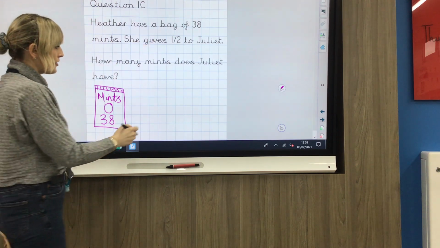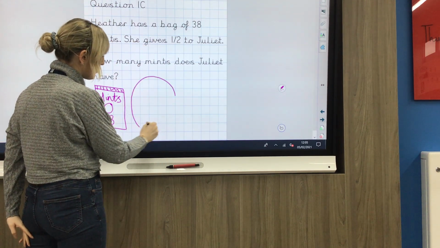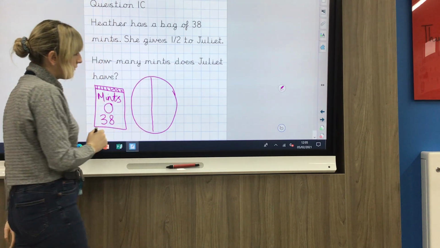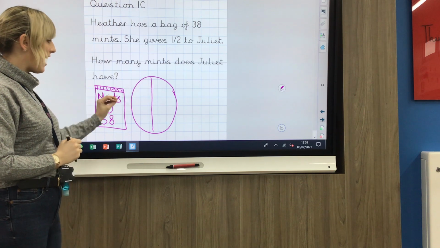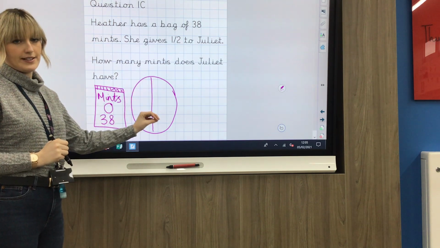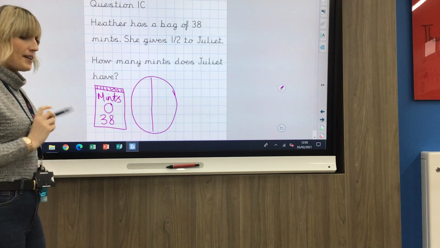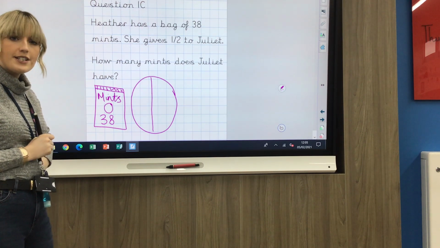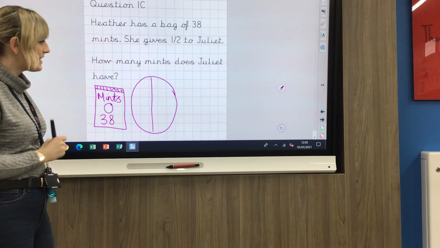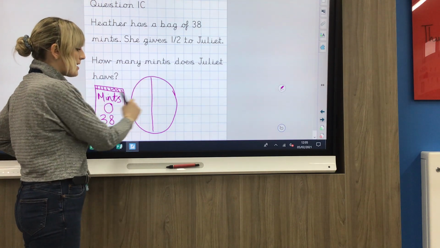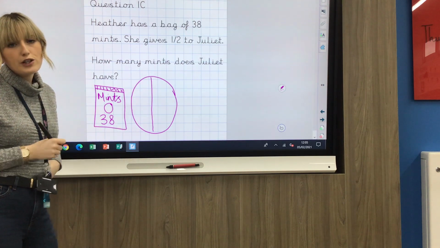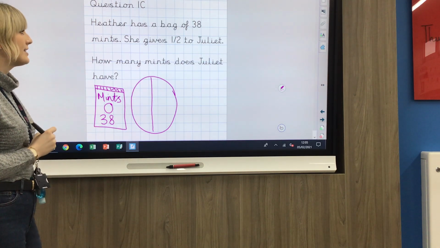Okay, so what we could do is draw a big circle. It would have to be big. We could split it in half and share out the 38 mints. Now, the reason I'm not going to solve it that way is because 38 is a big number and it's easy when we're doing our dots to get a bit muddled up and a bit confused and perhaps put one of them in the wrong place or lose count, and that would give us the wrong answer.